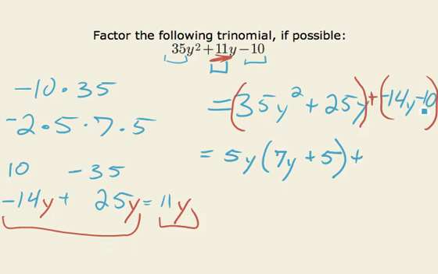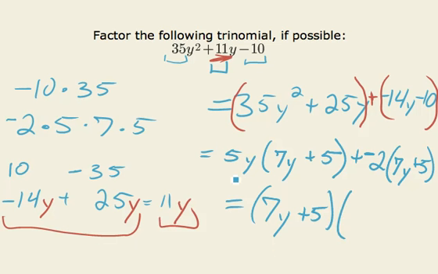Over here, 10 and 14 are both at least even. They have a 2 in them. I can pull a 2 out. I don't like leading order negative terms, so I'm going to actually pull a -2 out. Take a -2 out of a -14y, I'm left with a +7y. Pull a -2 out of -10, I'm left with a +5. Look at that, 7y plus 5, 7y plus 5. Same factor showing up in both of these two terms. That means I can pull it out. So I have 7y plus 5 times, what's left over? I got a 5y minus 2. And that is my factored form.